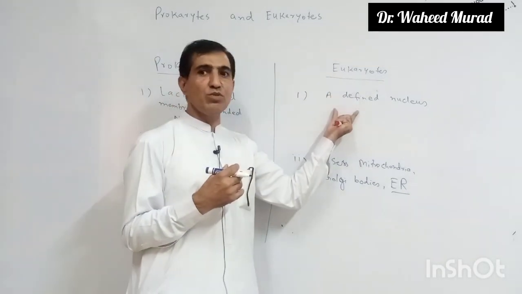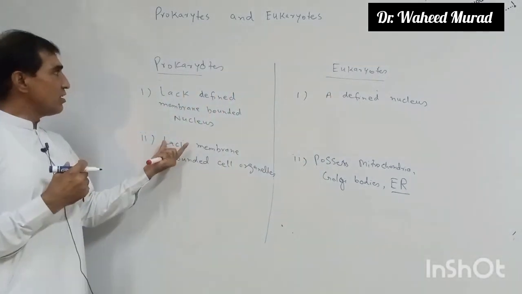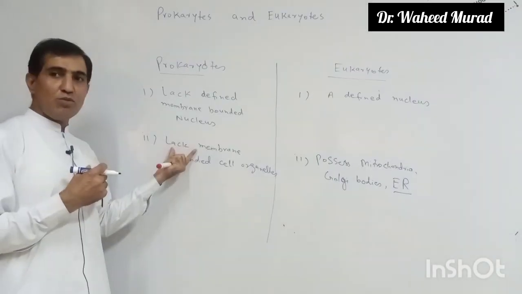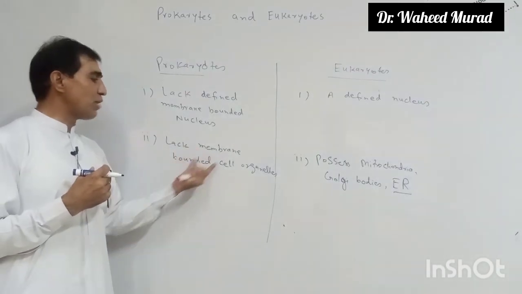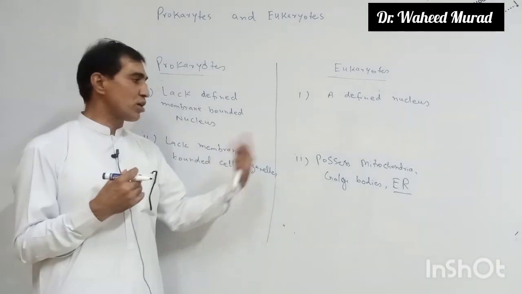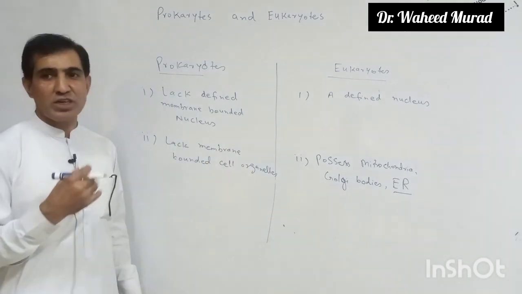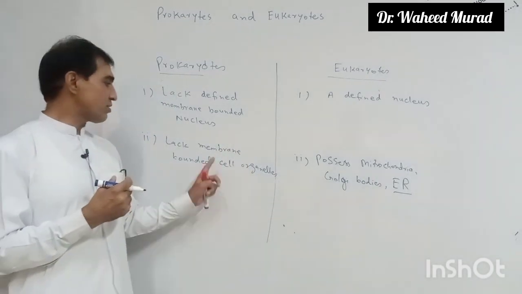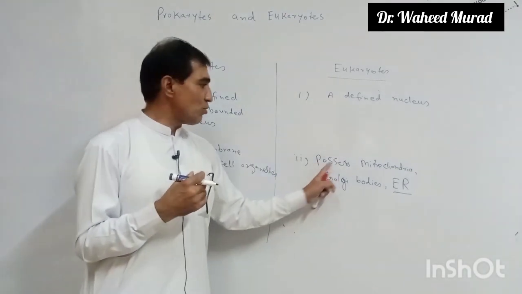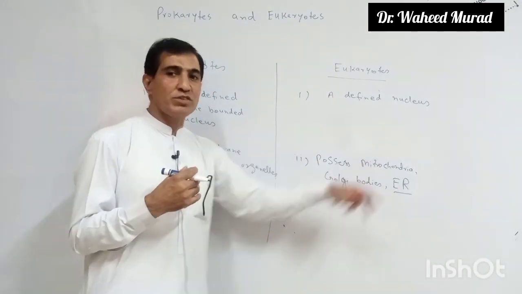So the first one, prokaryotic cell has no nucleus. Eukaryotic cell will have nucleus. Second, the prokaryotic cell will be without membrane-bounded cell organelles, for example, mitochondria, Golgi bodies, endoplasmic reticulum, chloroplast, etc. And the eukaryotic cell will possess these membrane-bounded cell organelles.